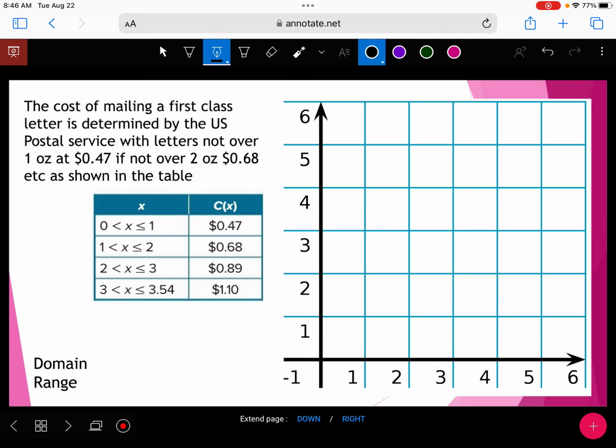All we're going to do is take this table and graph it. There's no equations here because it's a flat rate. The stamp is a flat rate. From 0 to 1, it's 47 cents. So it starts at 0 and goes to 1 at about 47 cents. It doesn't matter if it's a half ounce, 3/4 of an ounce, 0.9999999999999 ounces. It costs 47 cents. It is a flat rate.